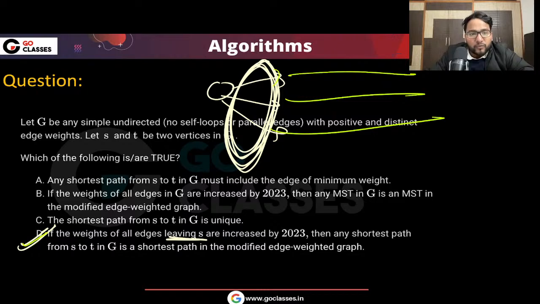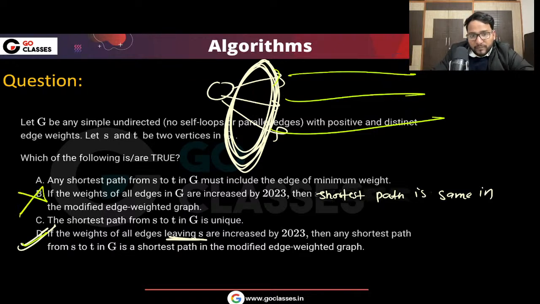But in general, if I ask you, if all the edge weights of G are increased, and okay, this is a minimum spanning tree. But let's suppose the option says the shortest path doesn't change. Then is this true? Then the shortest path is the same in the modified edge weighted graph. Is this true? Then it is false, right? But if I'm only adding to edges leaving S, then it is true. So I hope you understood what I mean to say here.